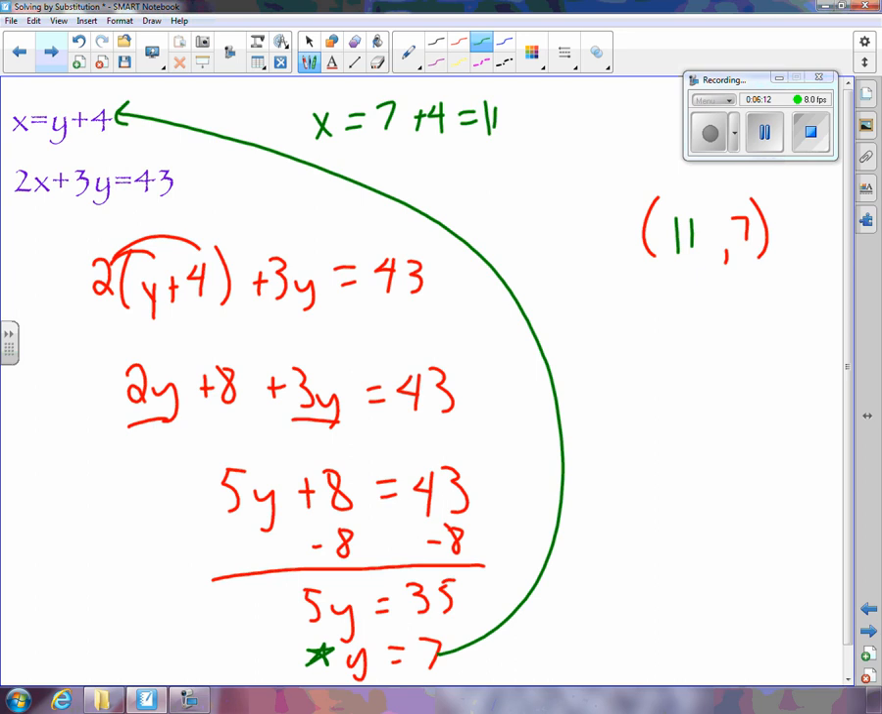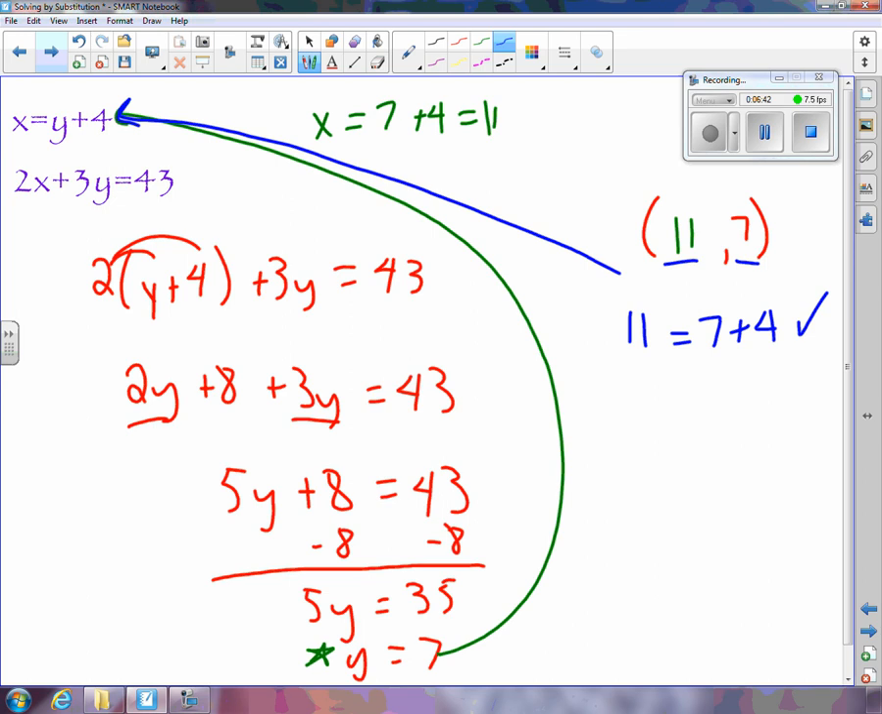There is a way to check your answer, and that way is to plug this point back into both equations. If it's a solution, it should make both equations true. So let's try that now. I have 11 equals 7 plus 4. All I did was take this x value and this y value and plug it into this equation. That is true, so the first equation verifies our solution.